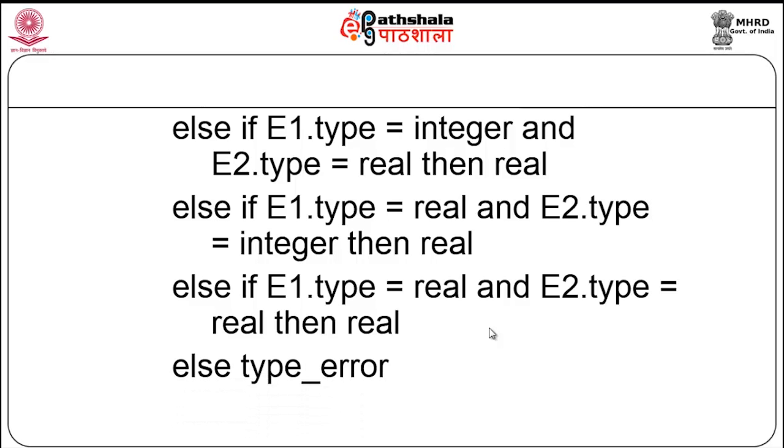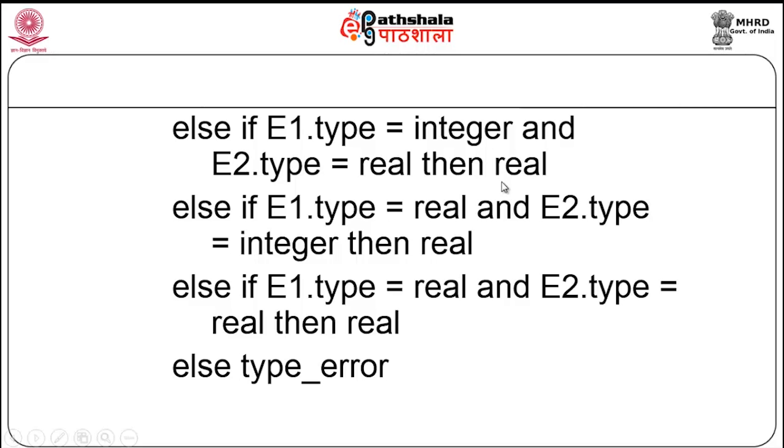If it is not falling under any of these categories, you will return error as the type information. Now what is happening here? If both are integer, no problem. If both are real, also no problem. If one is integer and the other is real, I am permitting it to perform some operation here, but I am converting the result of the operation to be real.